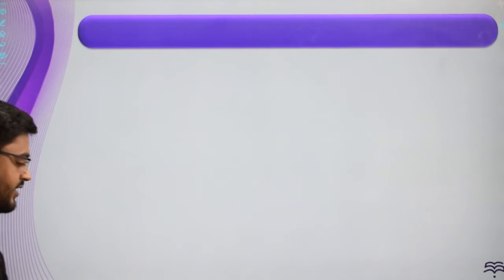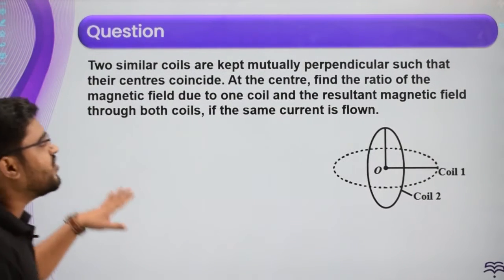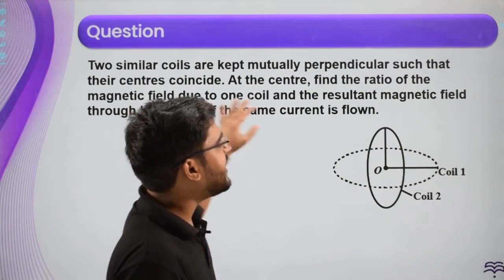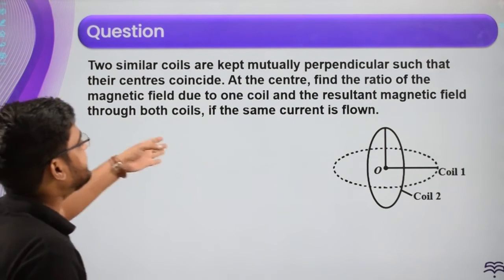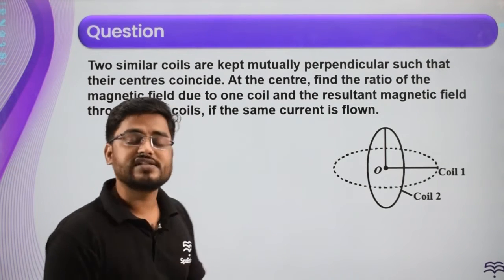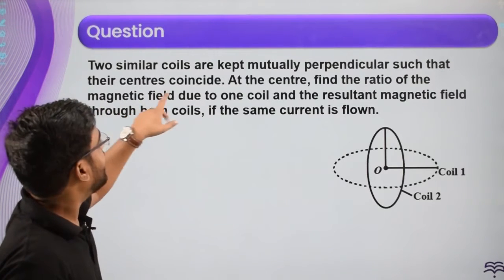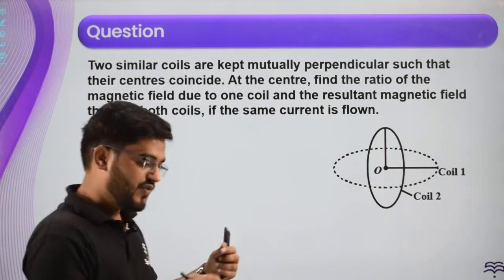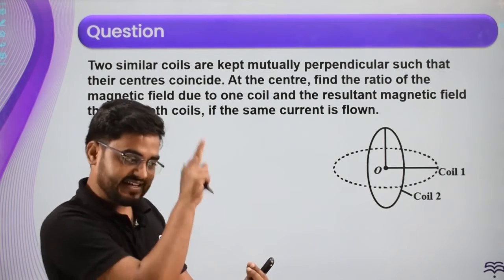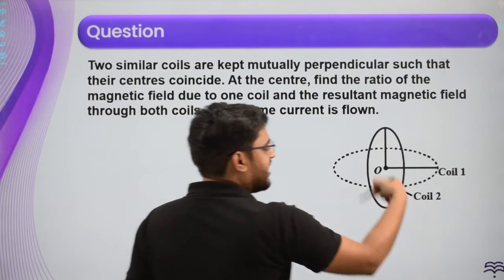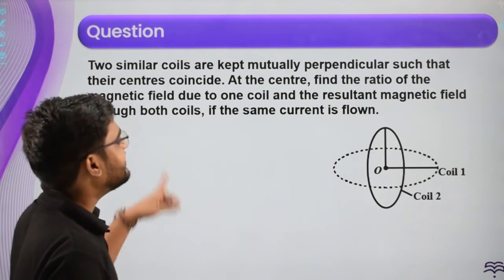Now, this is another question. It says that two similar coils are kept mutually perpendicular such that their centers coincide. Similar coils means their radii are equal, right? Mutually perpendicular means one is in the XY plane like this and another is in the YZ or XZ plane, right? So these are basically rings which are kept like this.